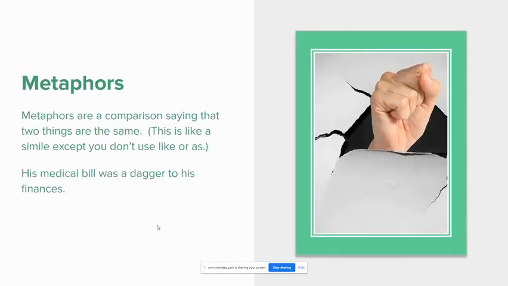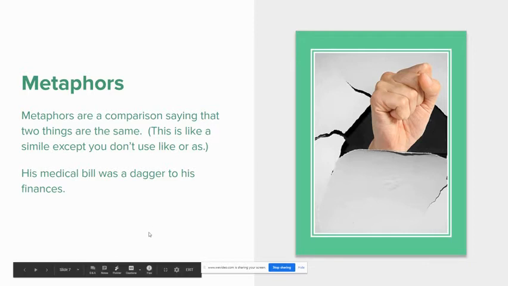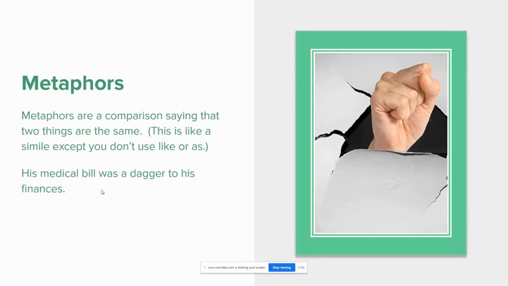A metaphor is kind of like a simile, kind of like an analogy, except you're not comparing things directly using like or as. You're saying something is the same thing as something else, right? So you're not saying that his medical bill was like a dagger to his finances. You just state it as though it is the same thing. His medical bill was a dagger to his finances, right? That medical bill and that dagger, they are the same thing. So a metaphor is much more powerful.